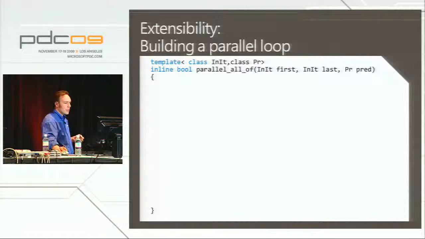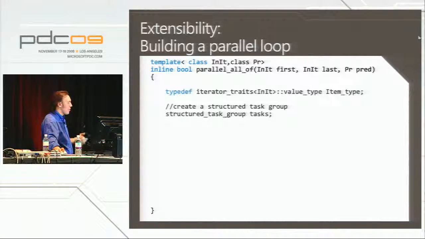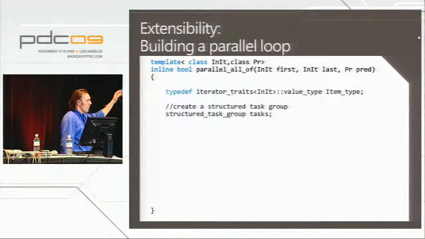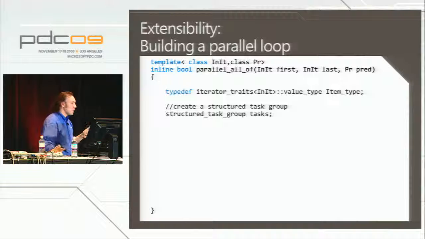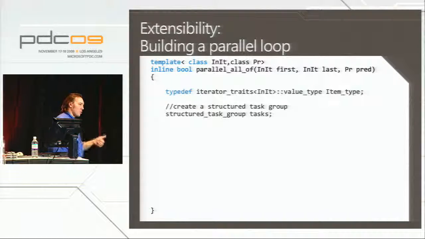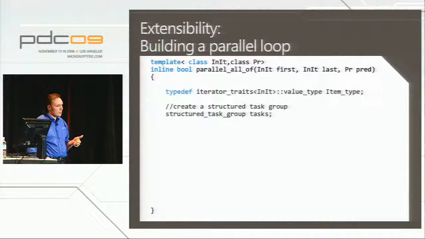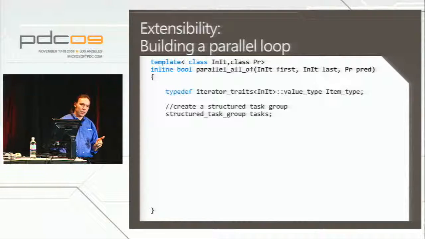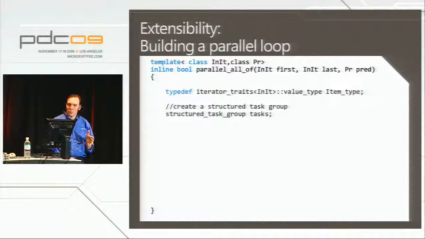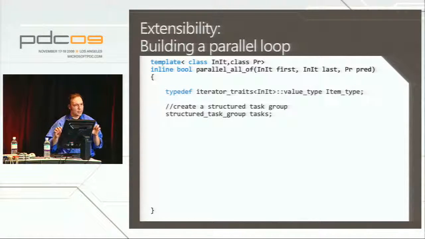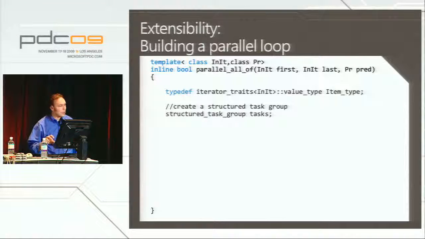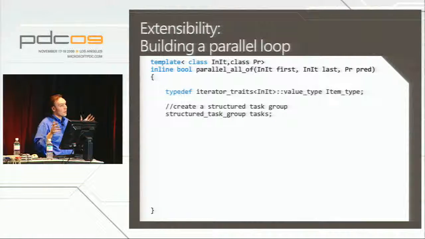So let's see how we do this. The first thing we have to do, of course, is get the type. So we look up the type from some iterator traits, and we call this item type. The next thing we do is we just declare a structured task group. Now, a structured task group is a little bit different than the task group I mentioned before. The structured task group is really only useful for building parallel loops. And it's very structured in the way that it's used, and it has some very specific rules that you must follow. The task group is more general purpose.